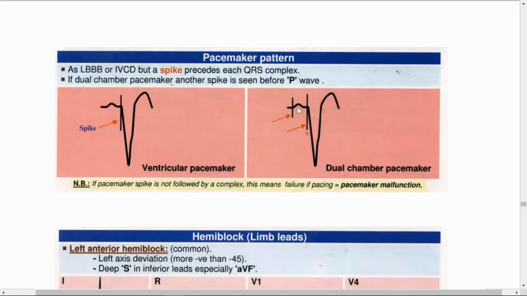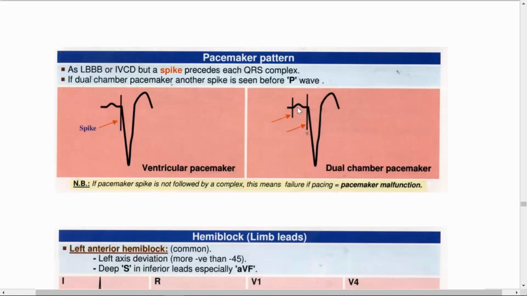Or CRT? No. CRT is 3 leads, including a lead in the left ventricle to synchronize both the right and left ventricles. But the pacemaker is either a lead in the right ventricle or the right atrium or both. Okay.